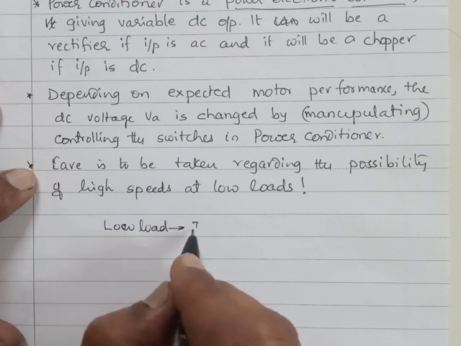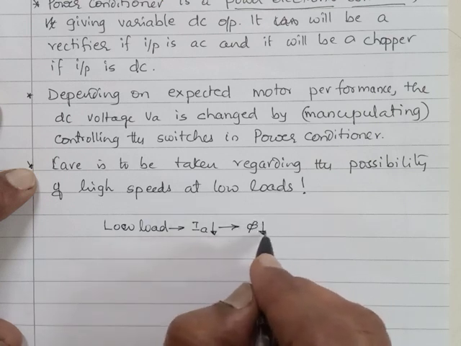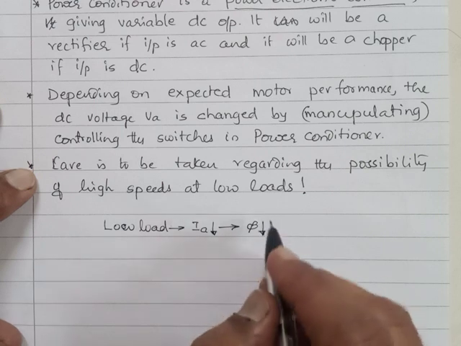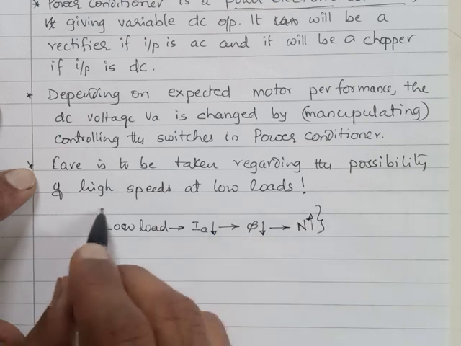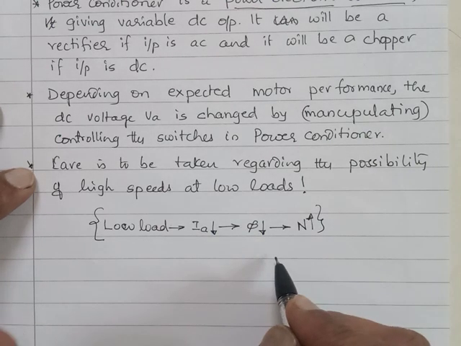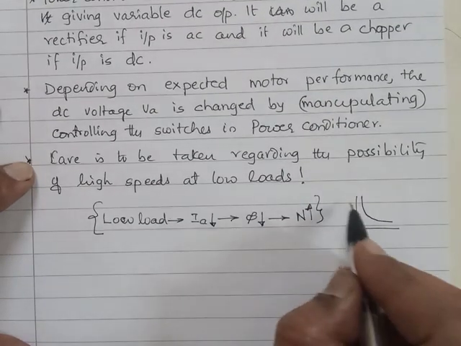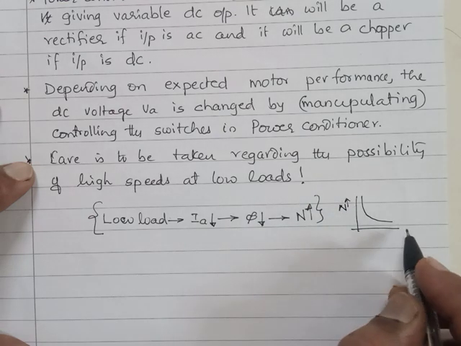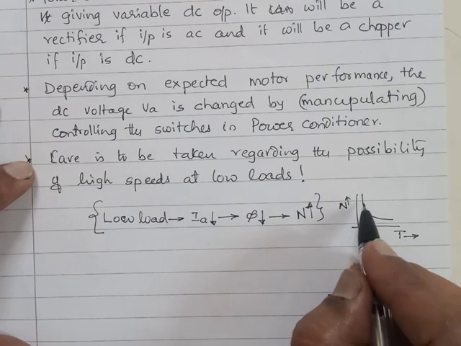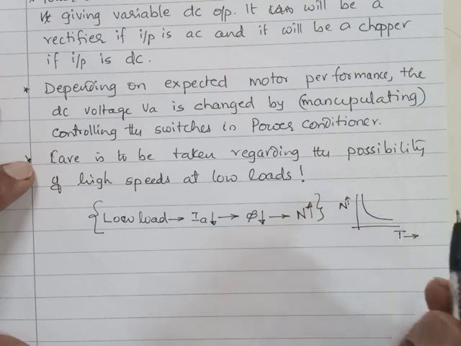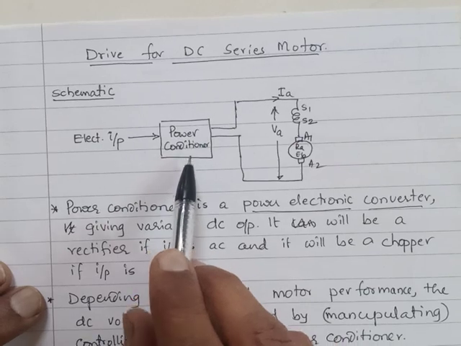So low load means IA will be less. IA will be less means what? Flux will be less, because it is this current which is setting up the flux, and that means the speed will be more. You remember that characteristic, series characteristic, at the starting we have typically this type of thing. Okay, this is N, whereas this is, when the load is very less, the speed becomes very high. So the series motor drive is typically using a suitable power conditioner like this.